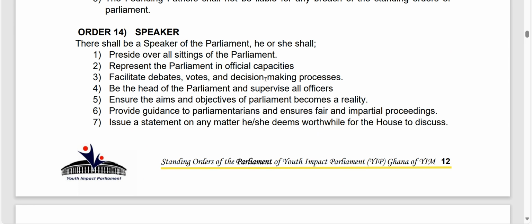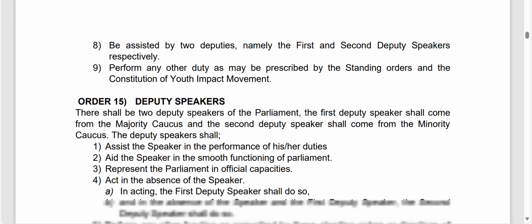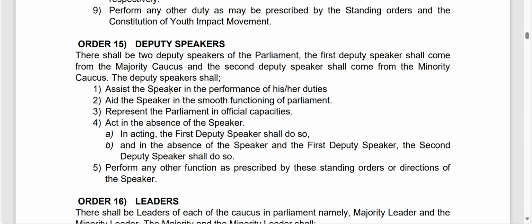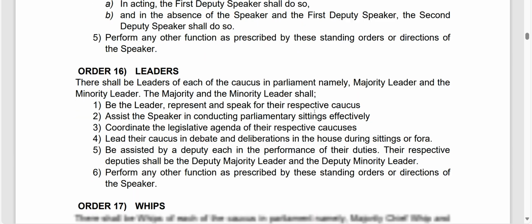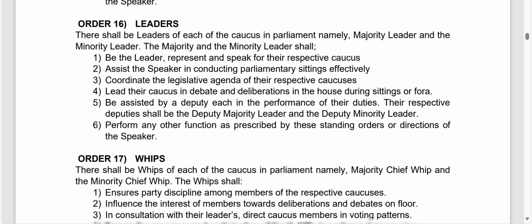He presides over Parliament, represents Parliament in his official capacities, facilitates debates. He's the head of Parliament, supervises, ensures that the aims are achieved and provides guidance. And he can issue statements he deems worthy. He's assisted by 2 deputies, first and second. The deputy speakers act in his absence. The leaders are the leaders of their respective caucuses. They assist the Speaker in conducting their sittings. They coordinate their caucus agendas, and they are assisted by 1 deputy.